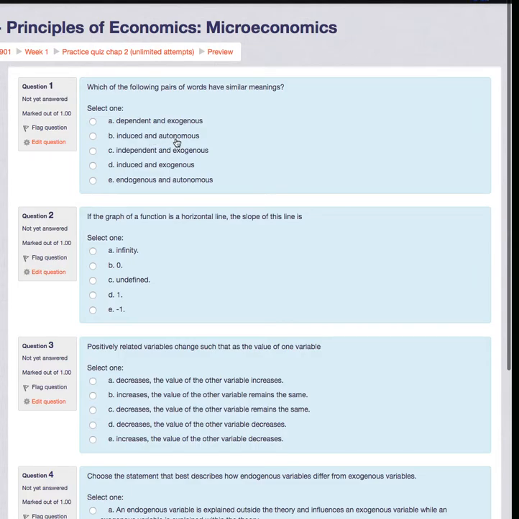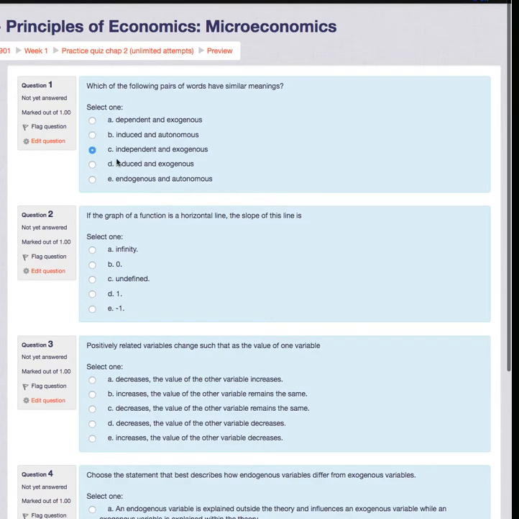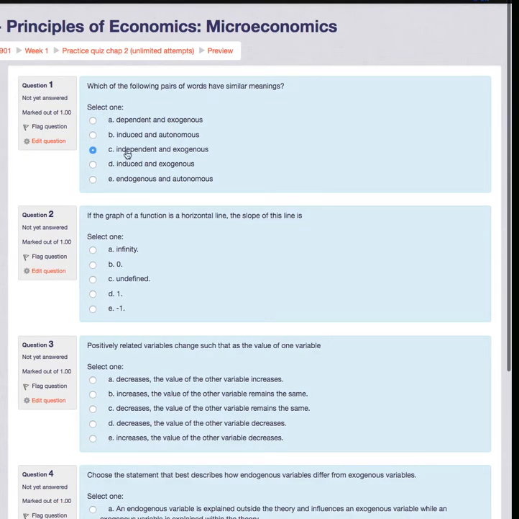Induced and autonomous is something we talk more about in macroeconomics. So induced versus autonomous spending: one varies with income, one is stable, doesn't change. So these are actually two different components. Independent and exogenous is the right answer here. Induced and exogenous is wrong, as one's outside the model and one moves with it. Endogenous and autonomous also is wrong. So really the two that you want to remember is that independent is exogenous and dependent is endogenous.